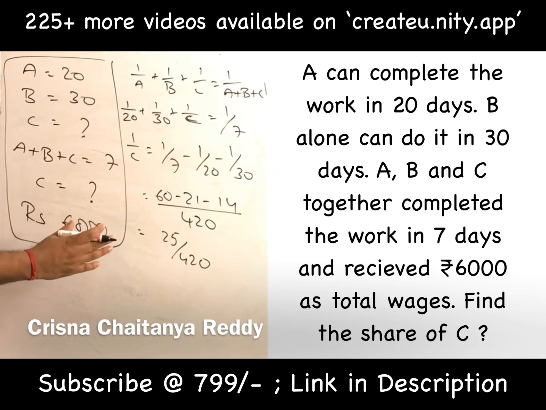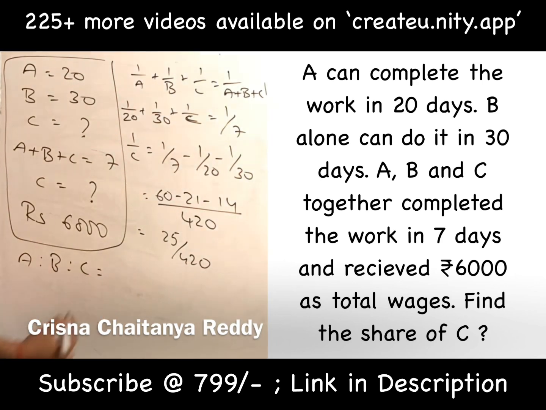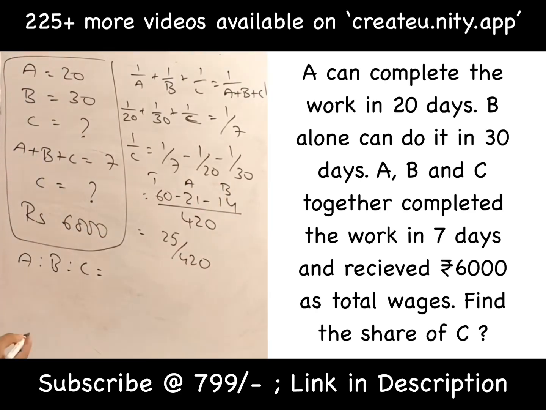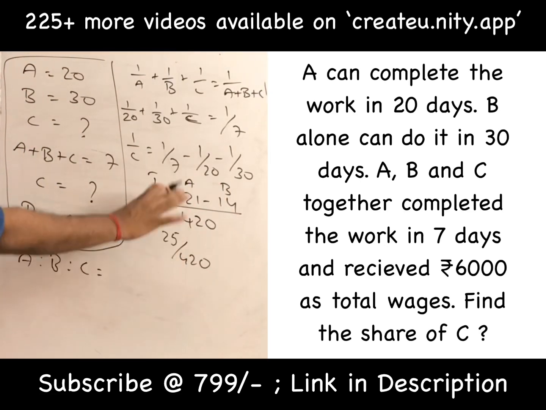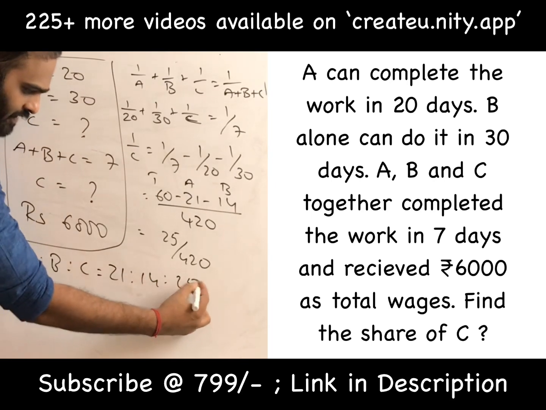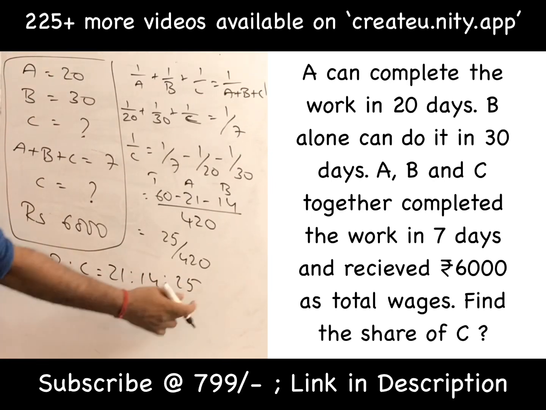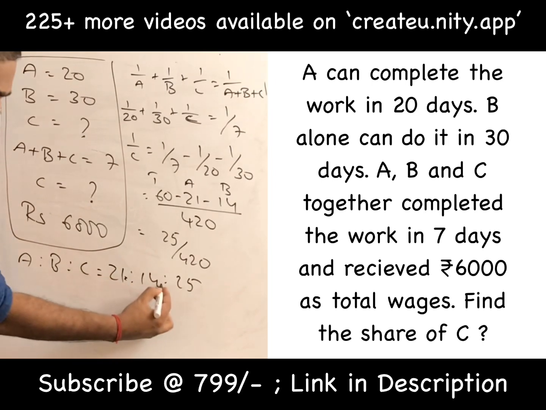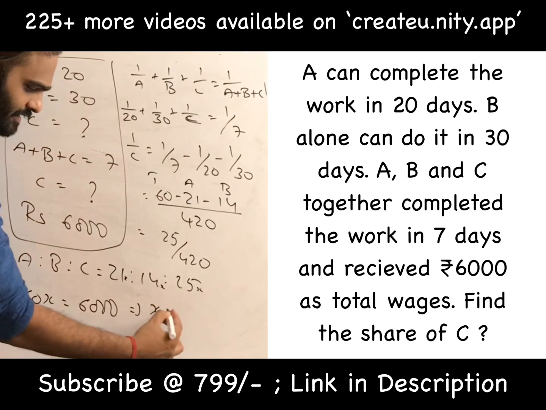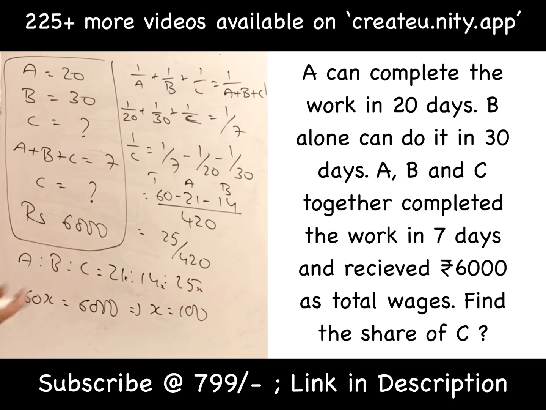This is C, and the share is given as A is to B is to C. This is A's value, this is B's value. So A is to B is to C, because the denominator is 420, which is common for everyone, is 21 is to 14 is to 25. And if I put X and X here, the total is 60X. 60X is equal to 6,000 rupees. That implies X is equal to 100 rupees, because if I simplify, I'll get that.